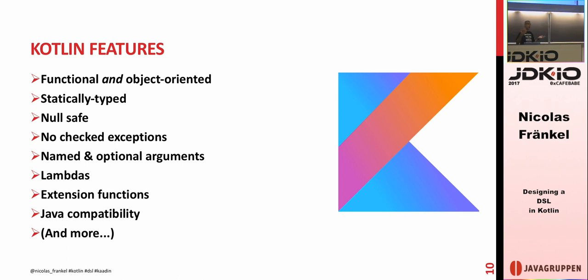No checked exceptions. Checked exceptions in Java were a good idea. Unfortunately, the implementation, well, I don't know what you think about checked exceptions, but it's not super great. You've got named and optional arguments. That's very, very useful. We will see how it works. Lambdas, of course. Extension functions, I will have a slide dedicated to this. And most important, very important, 100% Java compatibility. That means that you don't need to start a new project in Kotlin. You can have your old legacy project in Java and start rewriting bit by bit. And that is super, super great. No big bang. You can do it step by step.